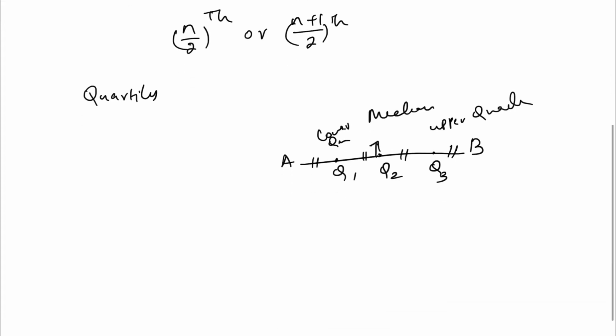Now coming to the next term, we have interquartile range. What is interquartile range? For a given data, the difference between the upper quartile and the lower quartile is called the interquartile range. So these are the things you will be doing in this chapter.